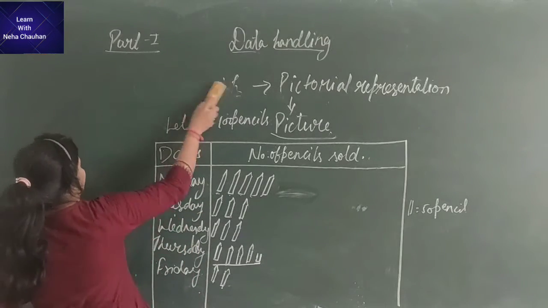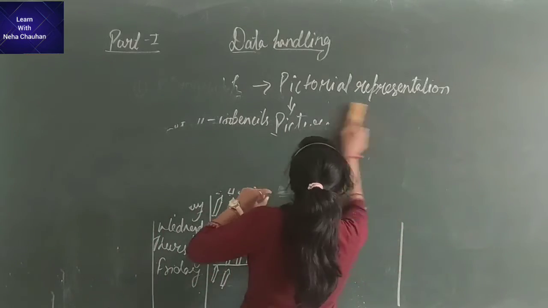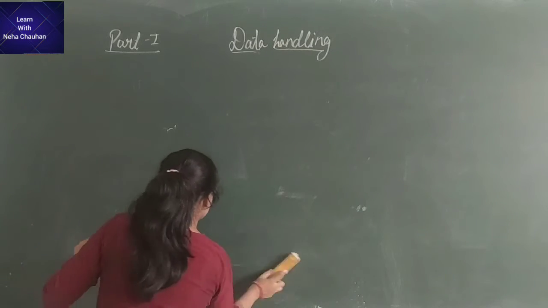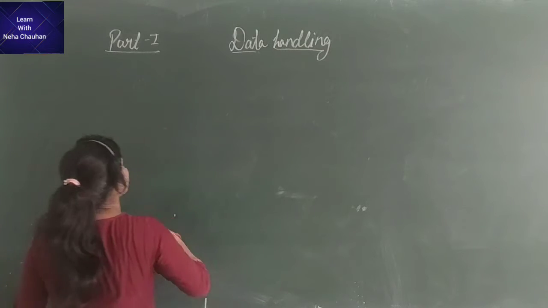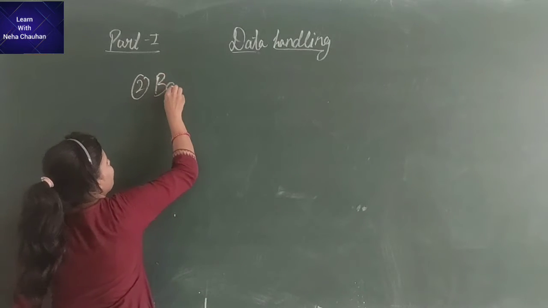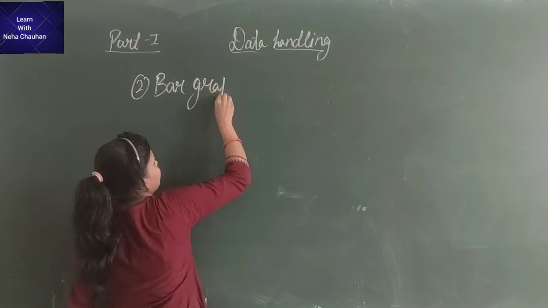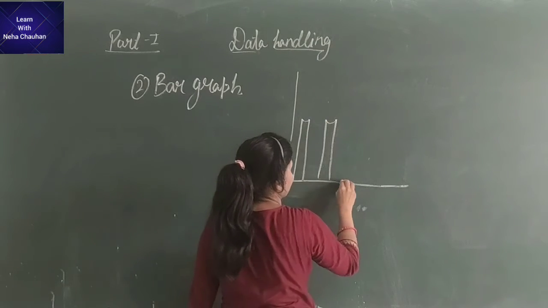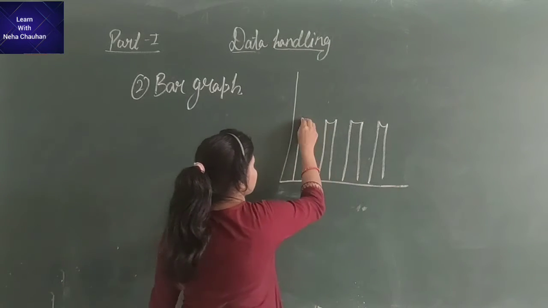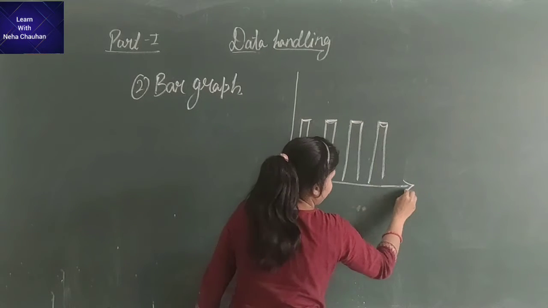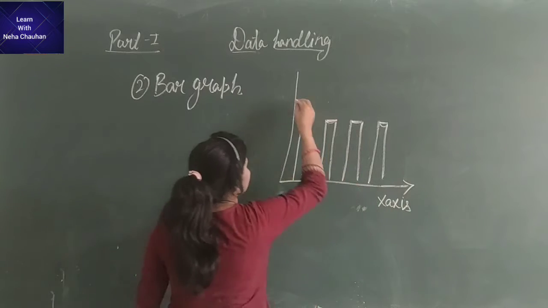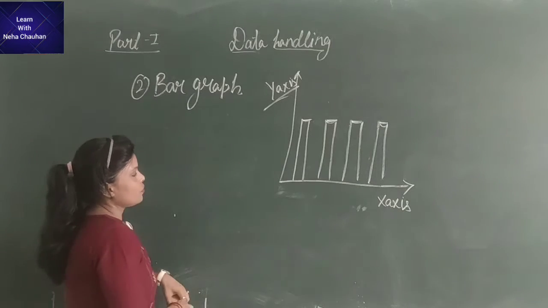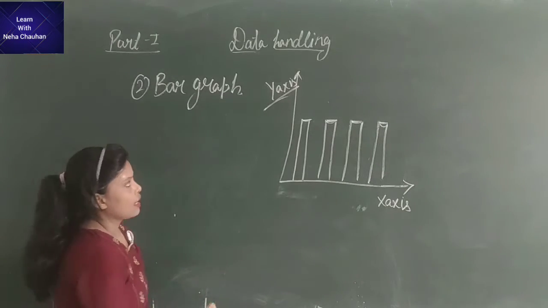Next is bar graph. You have already read the bar graph in your previous classes, right? So bar graph is the representation of the data in form of bars. So this is the representation of a bar graph. A bar graph consists of two axes, x-axis and y-axis, right? Okay. So let's take an example to understand this.